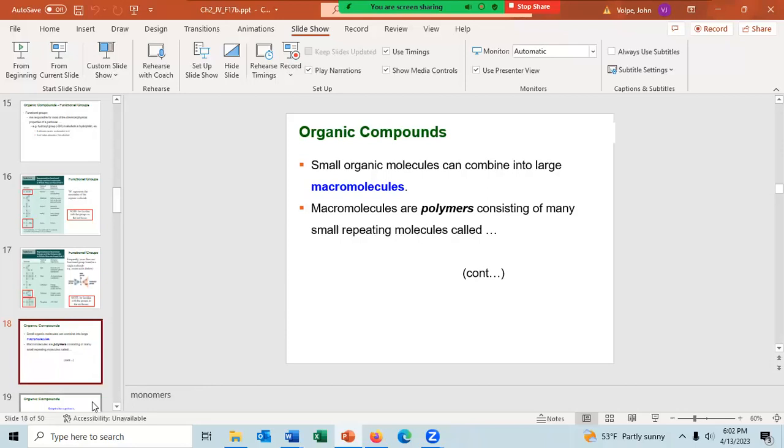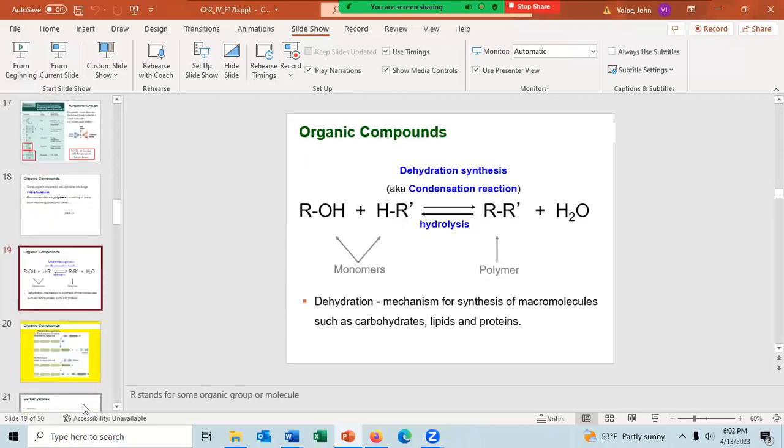For example, I think I got that right here. Well, no, I don't have it right here. I'll give you the example in a little minute. Oh, I'll give you the example now. Glucose, for example, could be monomers, and you put many of the glucose molecules together, that's many monomers put together, you can form a complex polysaccharide or a complex carbohydrate that we call starch.